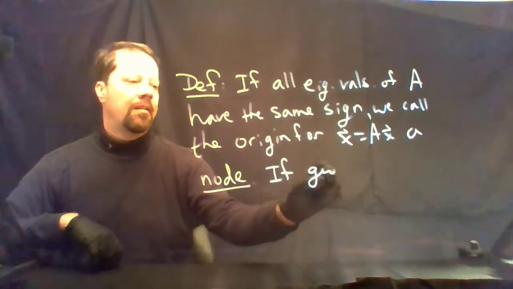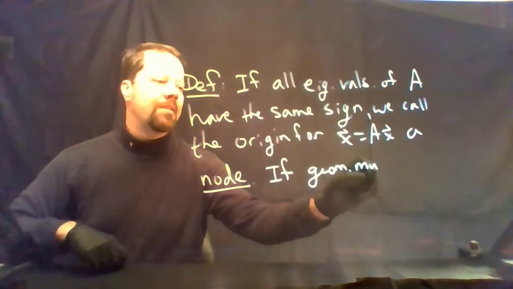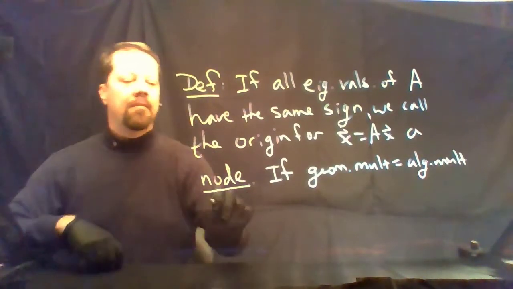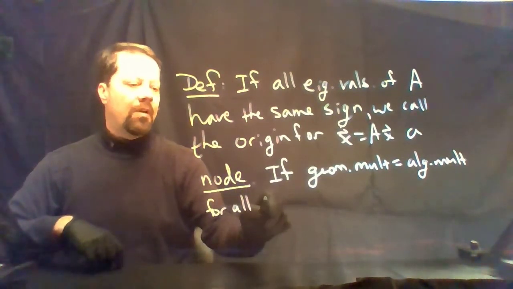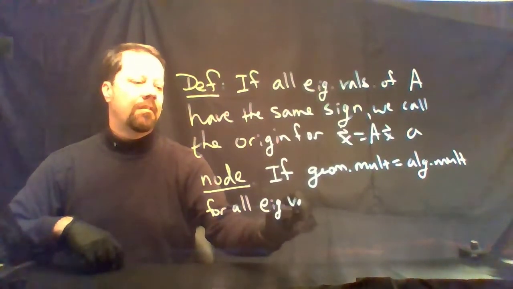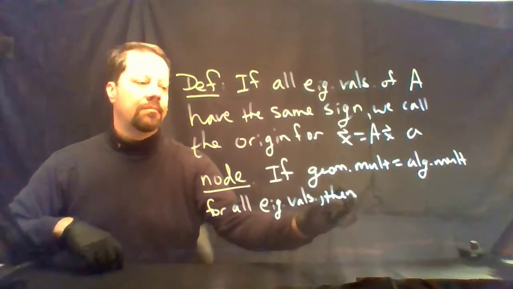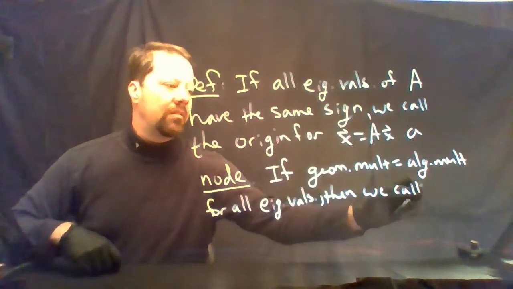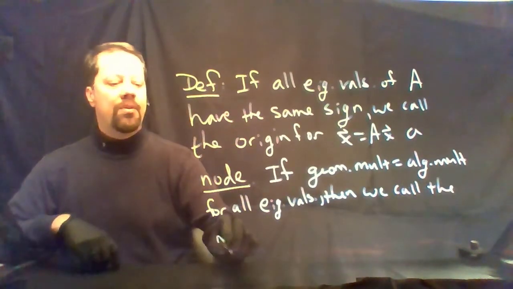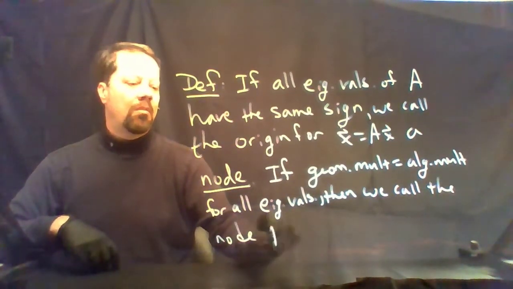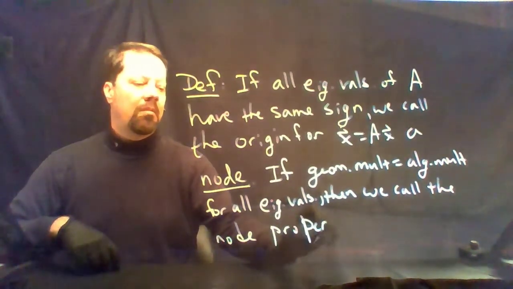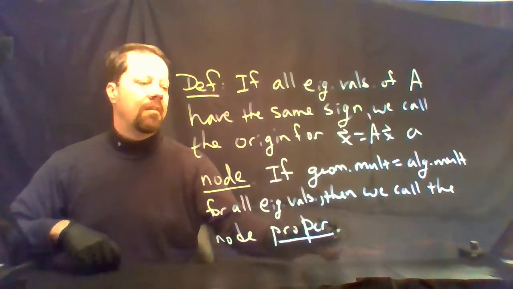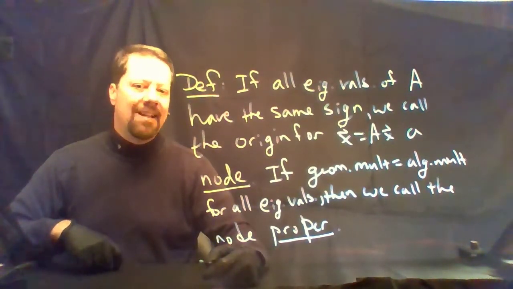If the geometric multiplicity equals the algebraic multiplicity for all eigenvalues, then we call the node proper, or we call the origin a proper node. Otherwise, it is called an improper node.